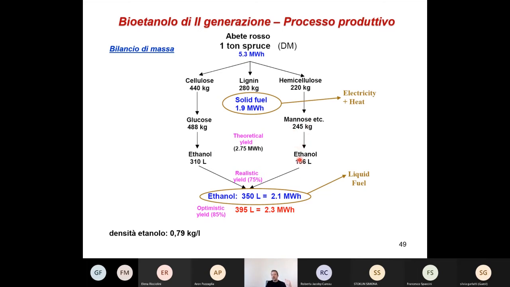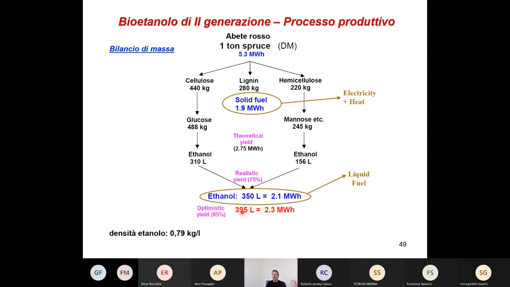And finally, you have the fermentation with the theoretical efficiency, and you obtain approximately 166 liters of ethanol. Okay, so theoretically, you could add these two quantities, but of course you have to consider the realistic yield, for example, 75%. If you add these two quantities and consider a global efficiency of 75%, you obtain 350 liters of ethanol. You can also see that with an optimistic yield of 85%, this quantity is higher.